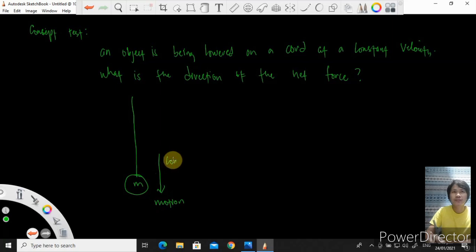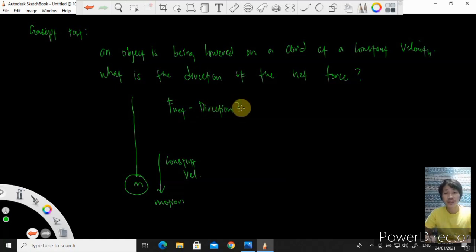Constant velocity. Okay? So, I have a string, I have a cord. At the end of a cord is an object M, and then I lower the cord. Binaba ko siya at a constant velocity. So, question is, Fnet, direction. What is the direction of the net external force or the net force?